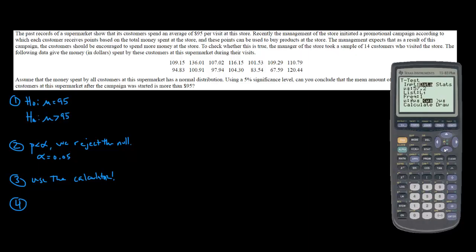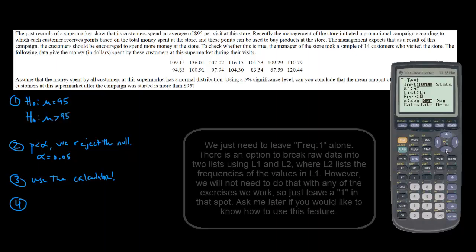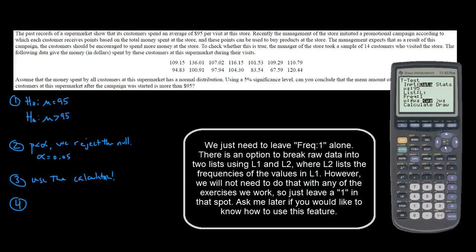Now what is mu? What's the status quo? That was 95. That was what was previously known to be true. And where is our data? It's in list 1. Now if we put in list 2, we would need to put L2 there. Let's see. Frequency. What's that? Honestly, I don't remember where that is. Oh, let's just see what happens.